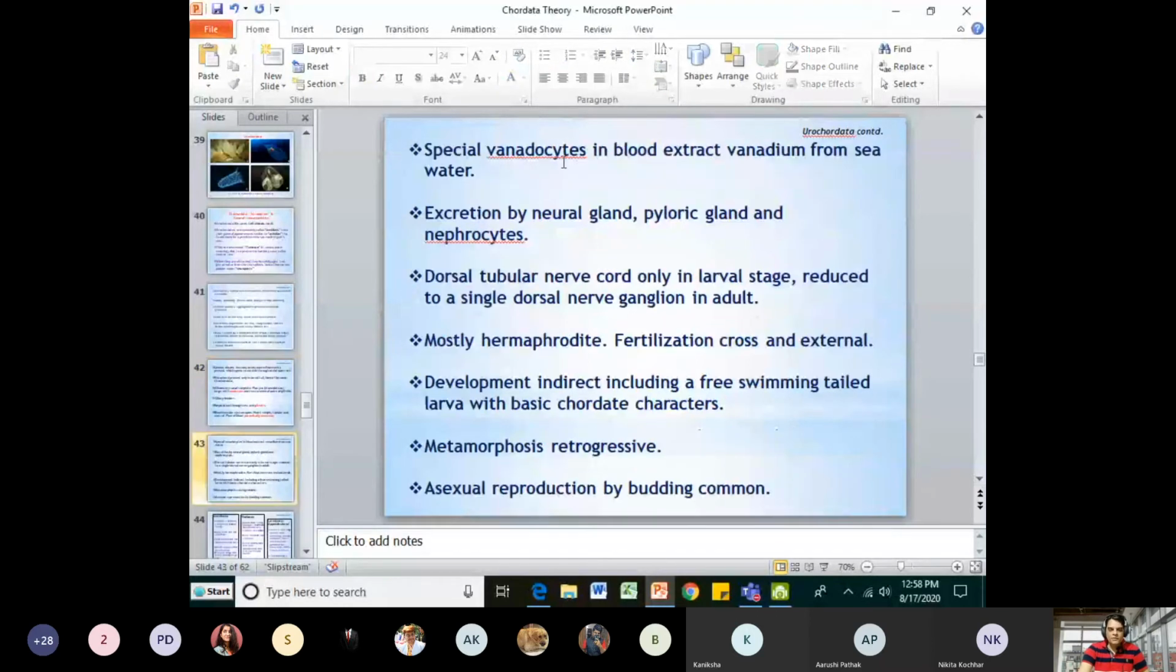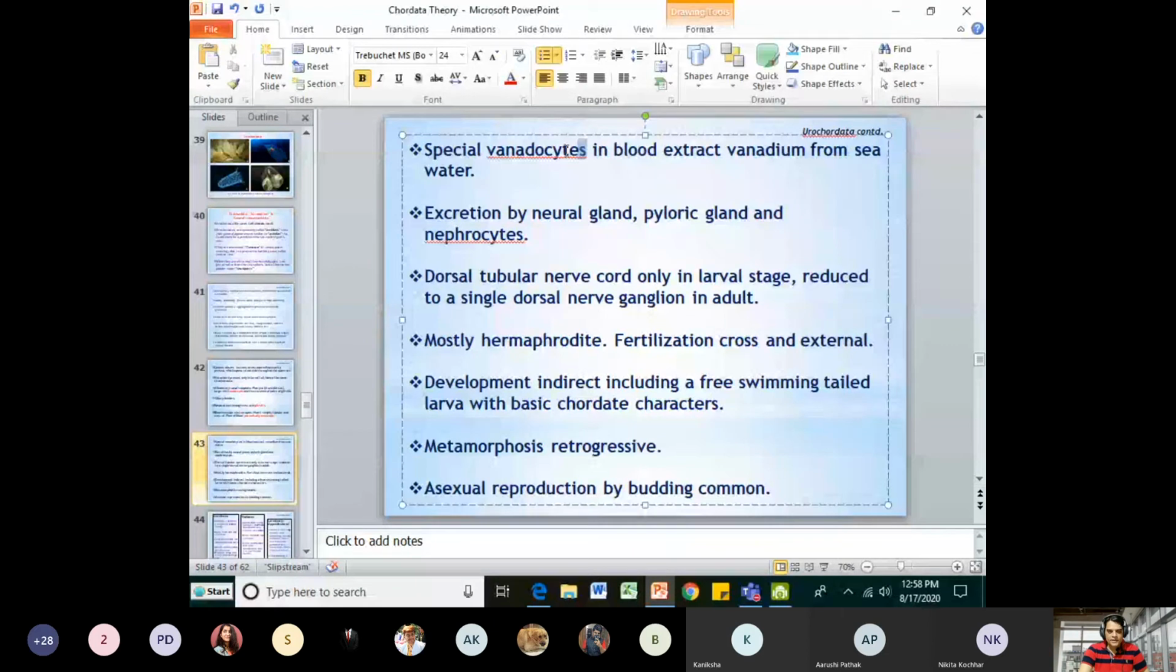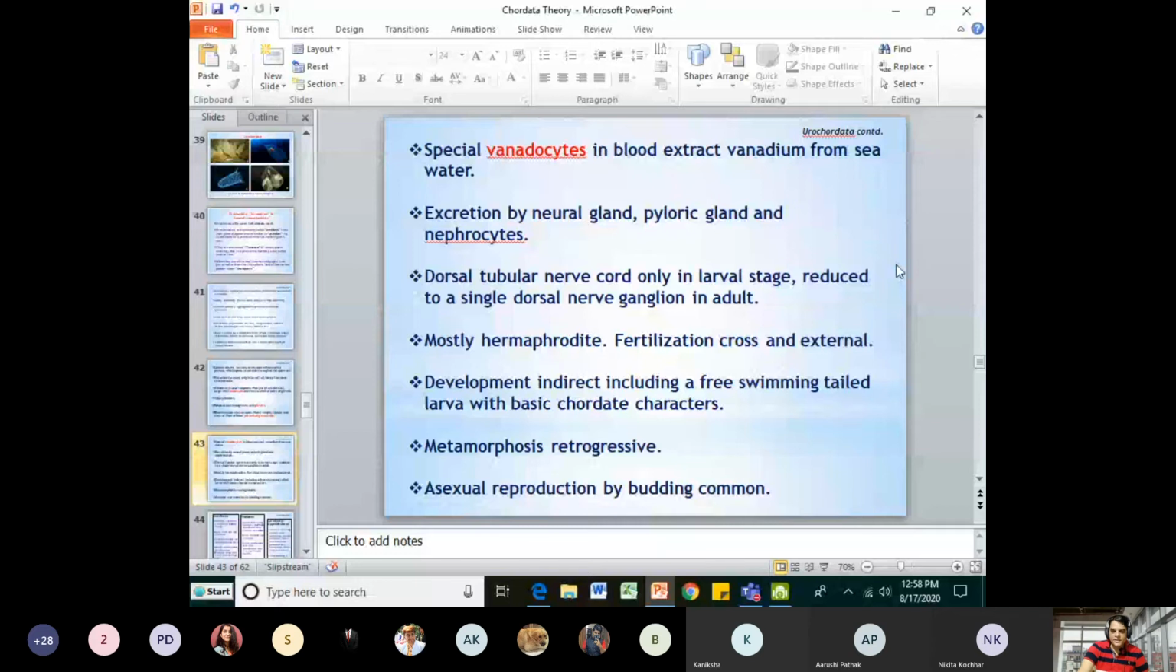Then special vanadocytes in blood extract vanadium from seawater. So this is one metal that is found in its habitat. It is taken up by the animal inadvertently, or it has no other way to eradicate it. But ultimately, when it is taken, it is extracted from the blood by the vanadocytes, then excretion by neural glands, pyloric gland, and nephrocytes.